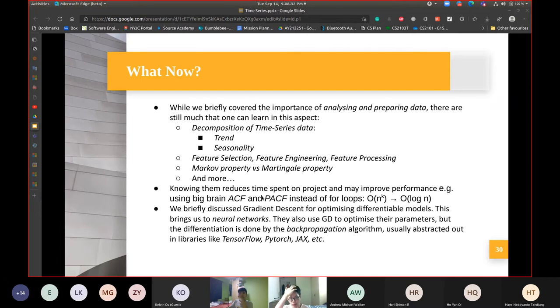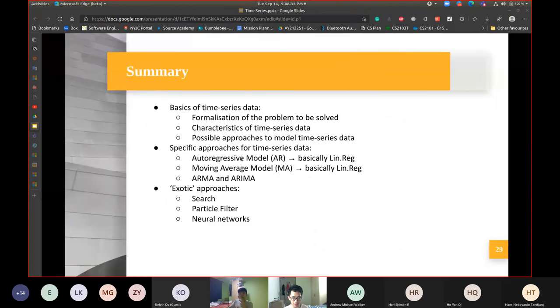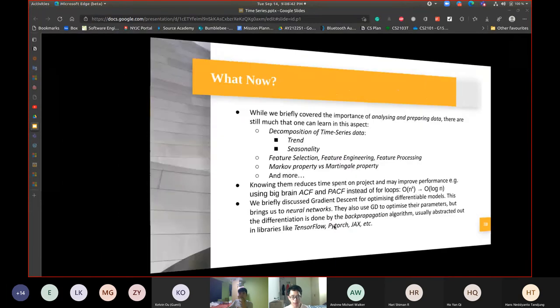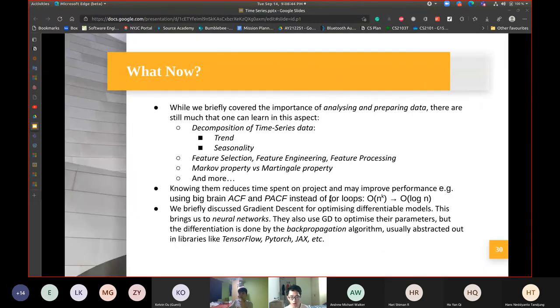Using neural networks is another thing. You can replace the equations in linear regression, in the autoregressive and moving average models, with a neural network, and you can do the optimization using libraries like TensorFlow, PyTorch, etc. The details of this will be skipped also.